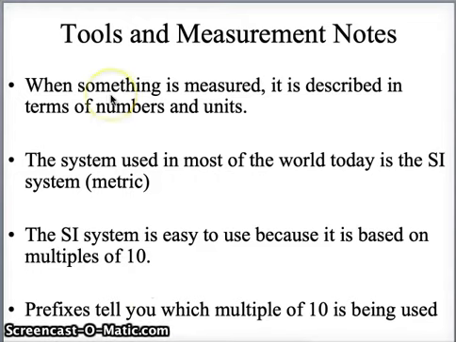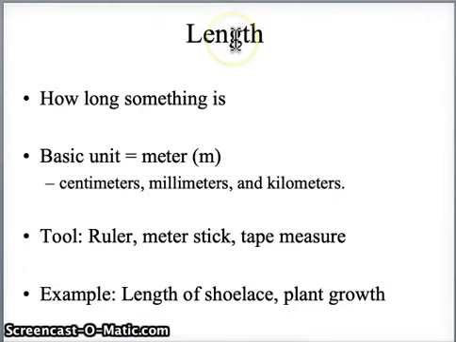Okay, so let's talk about the standard measurements we're going to use. Length. Length is basically how long something is. Your base unit for length is going to be meters, but you can have those prefixes added like centimeters, millimeters, kilometers, depending on how small or big something is. The tools that we use for measuring length are the ruler for smaller measurements, a meter stick for larger measurements, and a tape measure for really large measurements, like if you're going to measure a room.